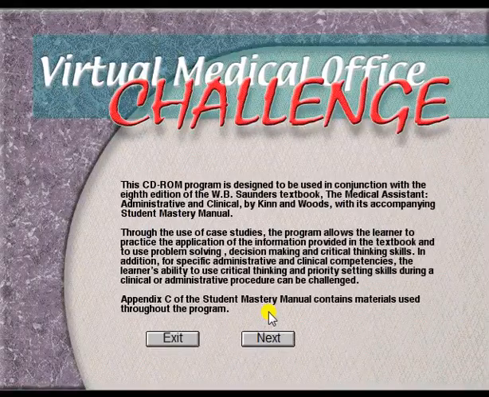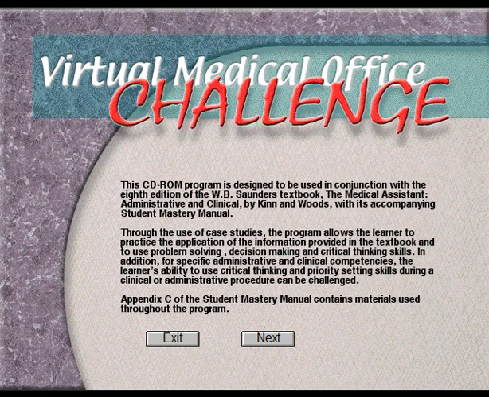This CD-ROM program is designed to be used in conjunction with the 8th edition of the W.B. Saunders textbook, The Medical Assistant, Administrative and Clinical by Kinnan Woods, with its accompanying Student Mastery Manual. Through the use of case studies, the program allows the learner to practice the application of information provided in the textbook and to use problem-solving, decision-making, and critical thinking skills.